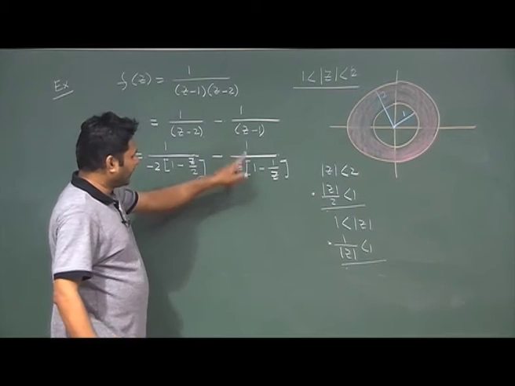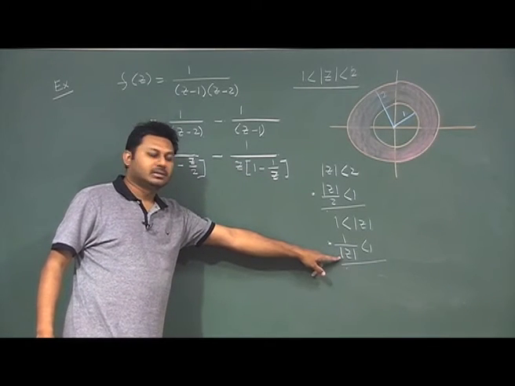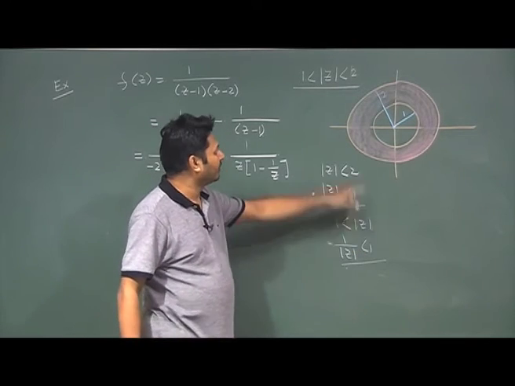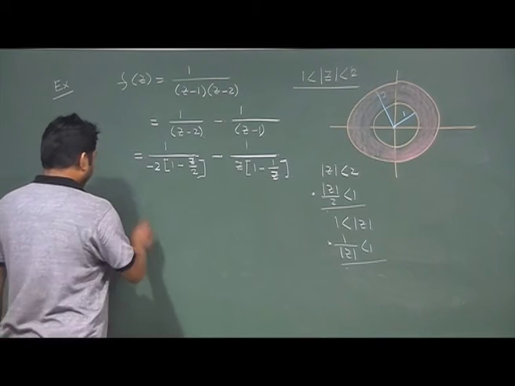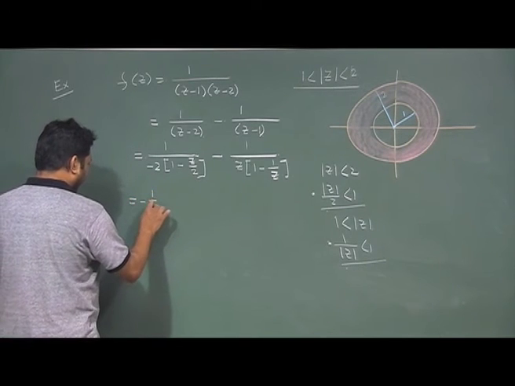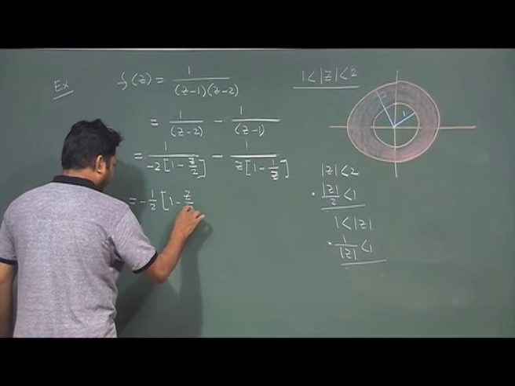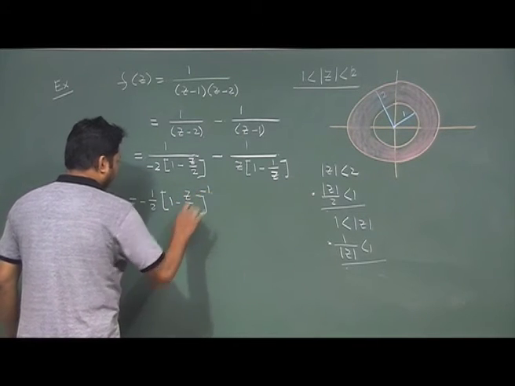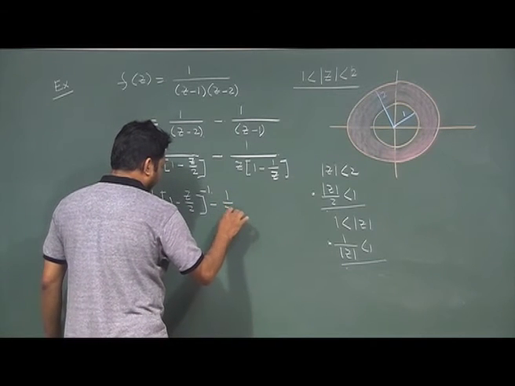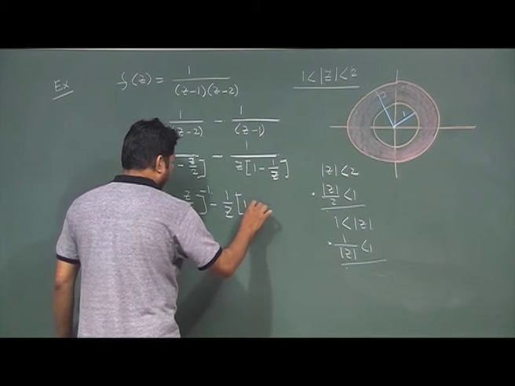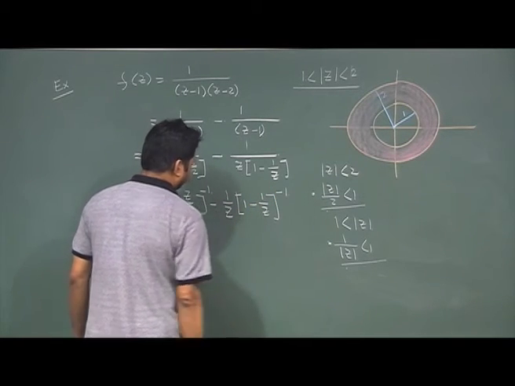Once I take z common out of that, then 1 by z will come, because 1 by z is the required thing, because 1 by z is less than 1 according to the condition. So, now I can expand. If I expand, it will be minus of half, 1 minus z by 2 whole to the power minus 1, that is the first thing, and the second thing is 1 by z, 1 minus 1 by z whole to the power of minus 1.